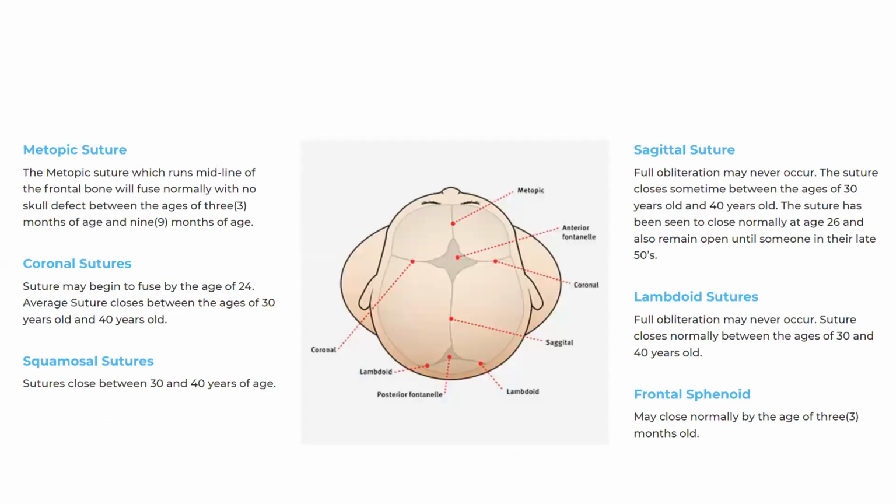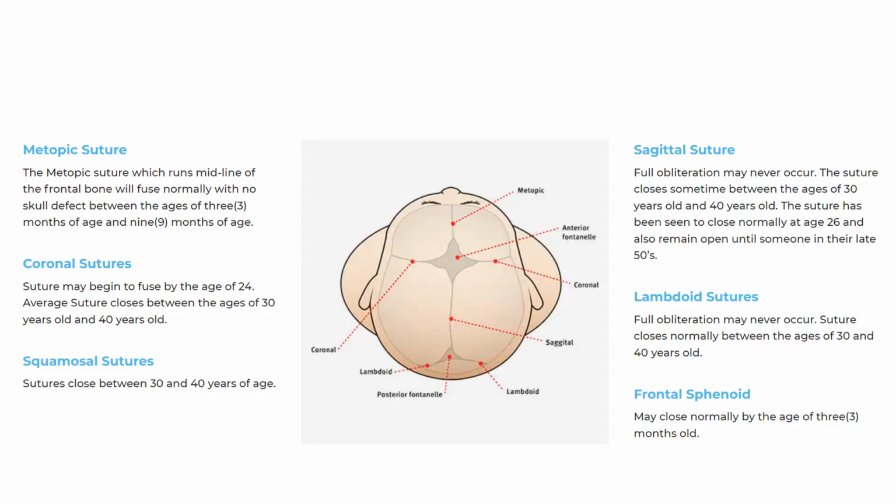This is craniosynostosis, which is basically premature closure of the sutures. Regarding that, we need to know the approximate age of closure of these sutures because they are patent at birth. The metopic suture you can see between these two frontal bones. It runs in the midline of the frontal bone, and it usually fuses without any skull defect between the age of 3 months and 9 months. The coronal suture may begin to fuse by the age of 24, and the average suture closes between the age of 30 and 40 years. And then the squamosal suture closes between 30 and 40 years of age.